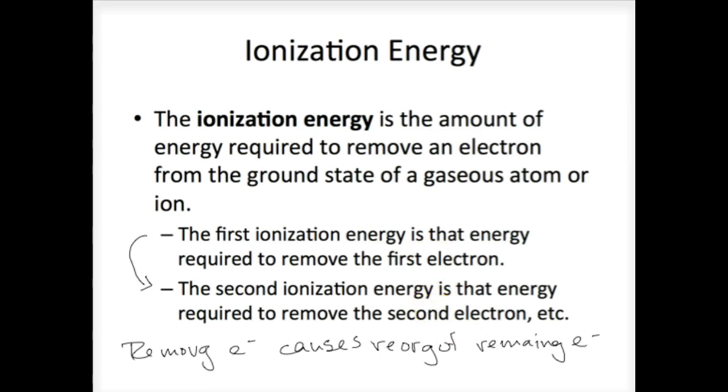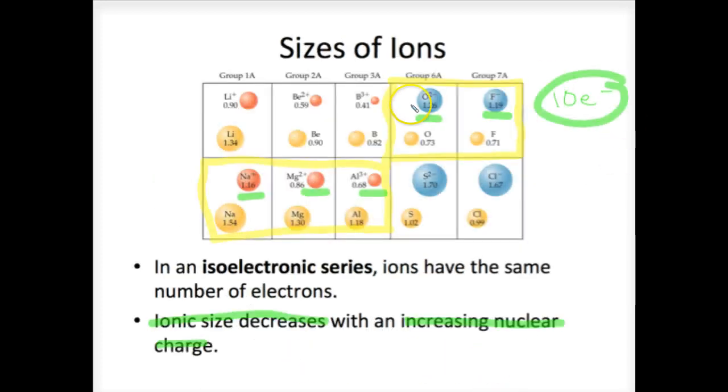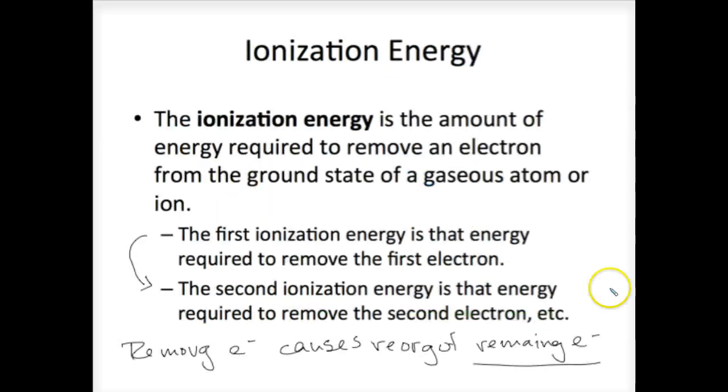The second ionization energy is always significantly higher than the first, and a lot of it has to do with the fact that we've reorganized the remaining electrons. What we said would happen with a cation is that if I remove an electron, each successive one is going to be harder to remove because of that reorganization.